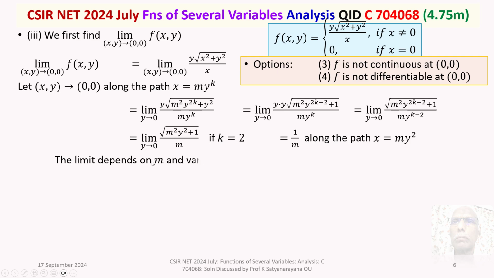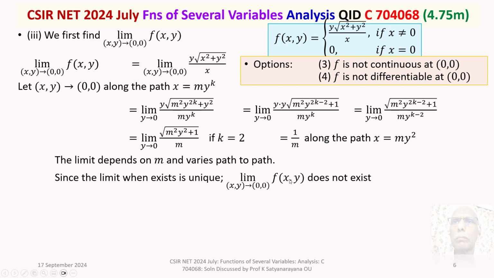So it depends on m and varies from path to path. But when the limit exists, it is unique. But it is differing from path to path. Therefore, the limit does not exist. Since the limit, when it exists, is unique, the limit of f of x, y as x, y tends to 0, 0 does not exist.